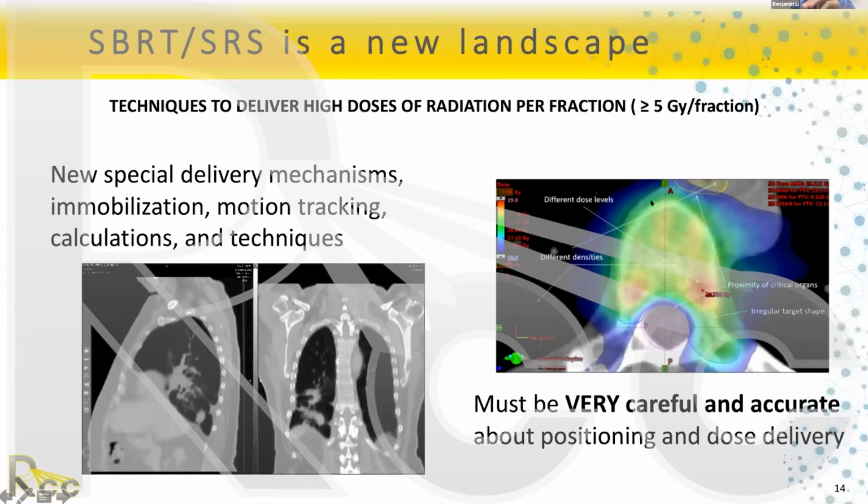And this is what a treatment plan might look like. This is showing someone's spine in the axial view. And you can see how sharp the dose fall off is. The target is getting hot dose, but the spinal cord is getting very, very little dose. And so this takes a lot of work to achieve. And you have to be very, very careful and accurate about positioning and dose delivery, because you don't want this hot dose to fall down and end up on the spinal cord.